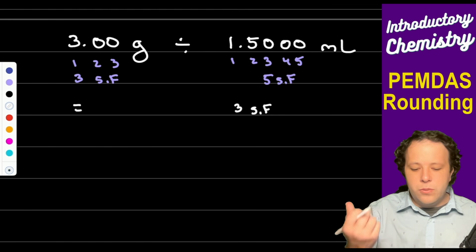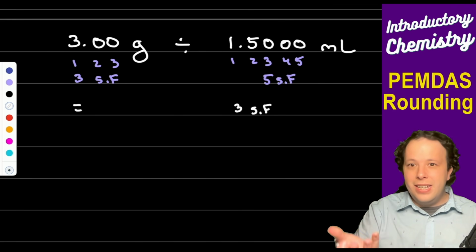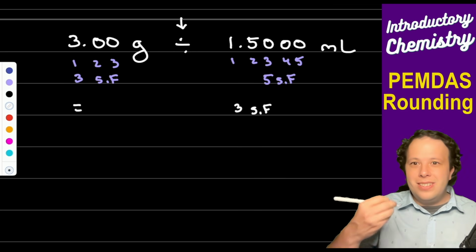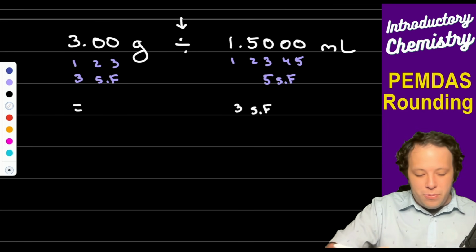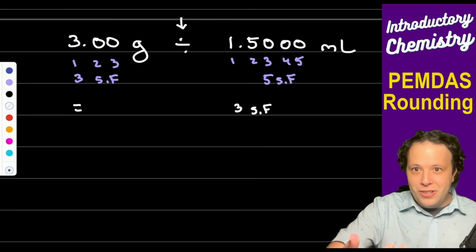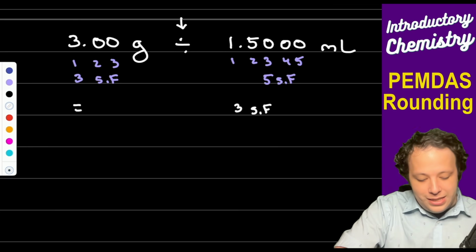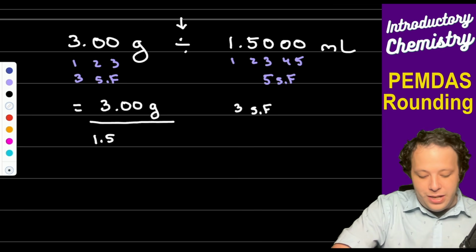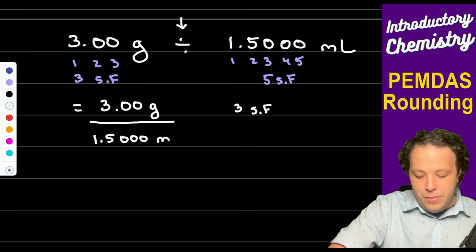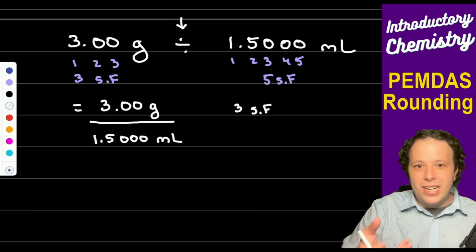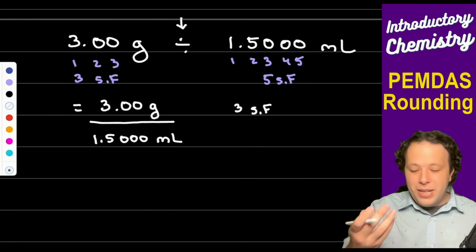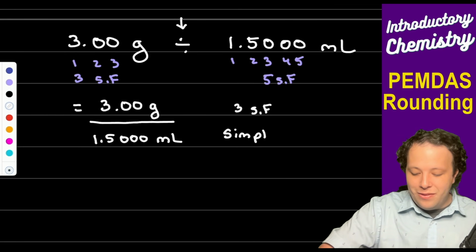Now, what about the units? Well, let's think about how this is going to be. It has to be the quotient of the units because we are dividing here. One way that you can show this, which is really going to be helpful for dimensional analysis and unit conversion, is to rewrite the problem. So we have 3.0 grams all over 1.5000 milliliters. As you can see, we're writing this in the form of a fraction. All we have to do is simplify the fraction.